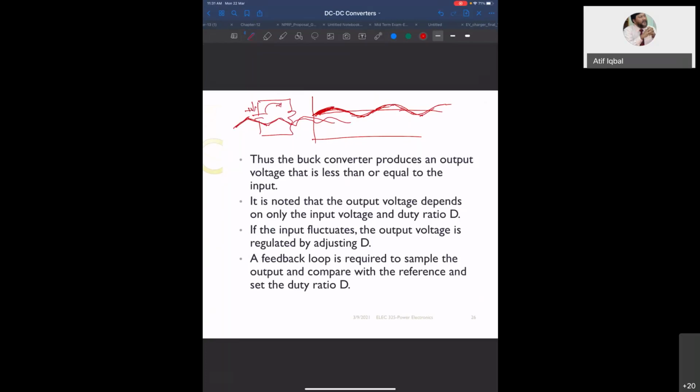But if it is a high value, then it will give a stiff output. That is very quick charge and discharge, so it will be very fast, like this, with a small ripple. Practically it will have some ripple. You cannot completely eliminate the ripple. You can only reduce it by increasing the value of the capacitor.